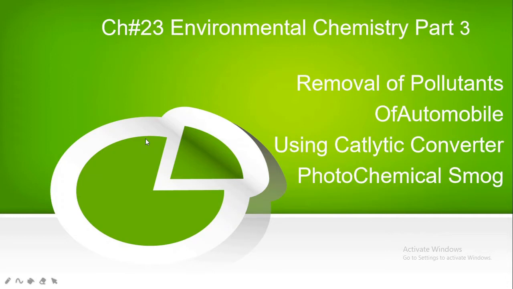Assalamu alaikum students. Today you are going to learn about the removal of the pollutants of the automobiles using the catalytic converter. This is your chapter number 23, Environmental Chemistry, part 3. And also you are going to learn about smog, how fog and smoke will react on your life, and then what are the effects of the photochemical smog and how you can reduce this photochemical smog.